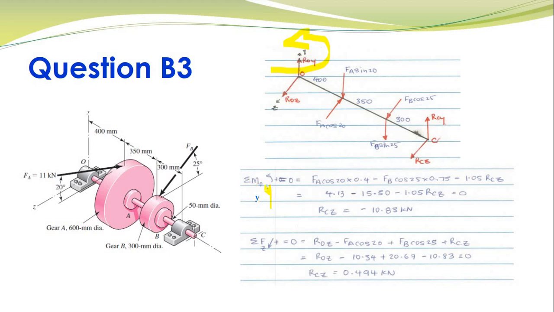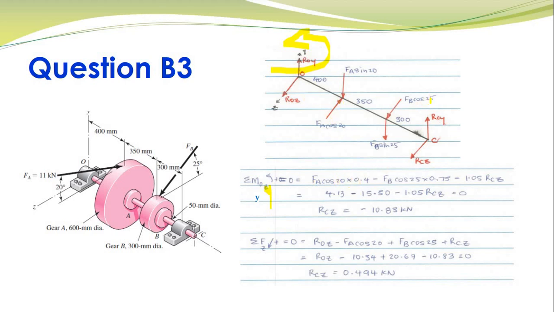So this is the sum of moments about point O around the y-axis. Now looking at the y-axis, we're looking at forces acting in the horizontal direction. The first thing is you have Fi cos 20 and it is going to cause a moment in the positive direction, so that's why you have Fi cos 20 times the distance 0.4.